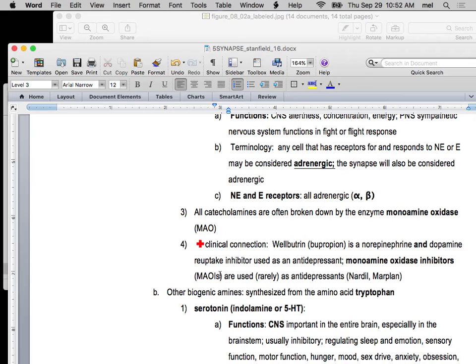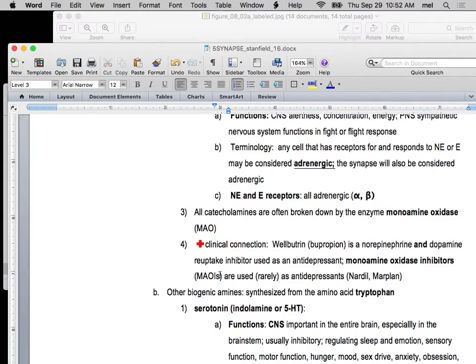Now let's talk about clinical connections. We already talked about Wellbutrin, which is bupropion, a norepinephrine and dopamine reuptake inhibitor. It's used as an antidepressant. It doesn't have the same side effects as SSRIs. It doesn't have sexual dysfunction side effects, but it can make you not sleep, which can cause its own degrees of problems.